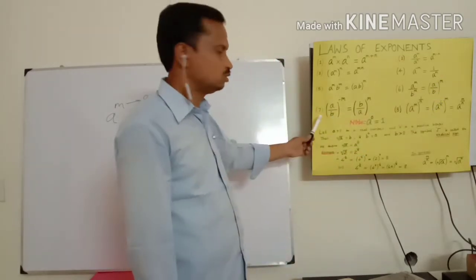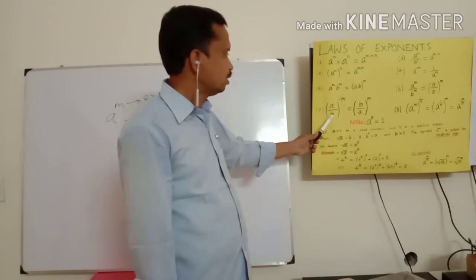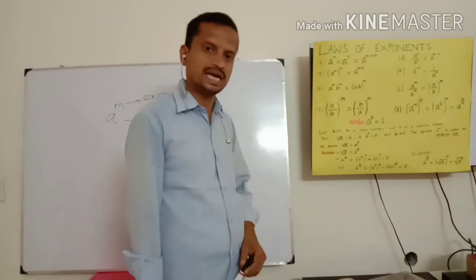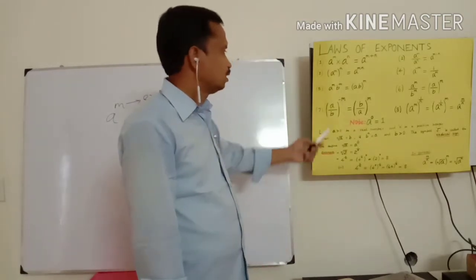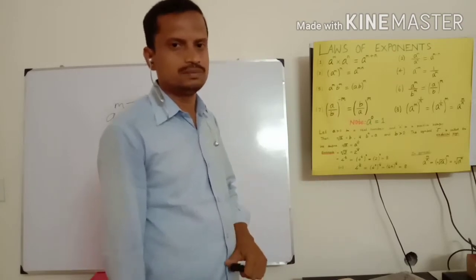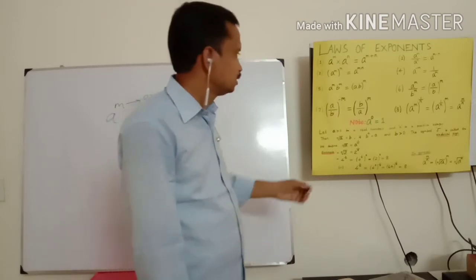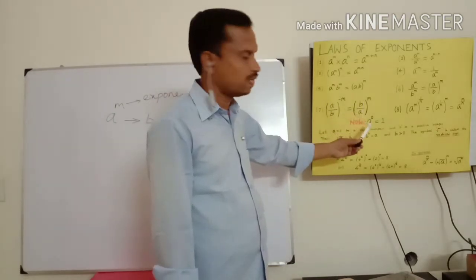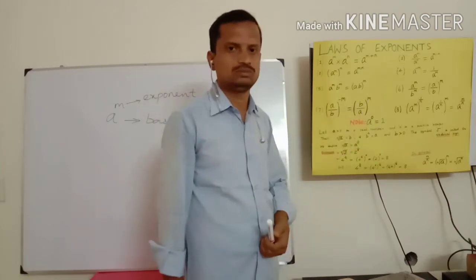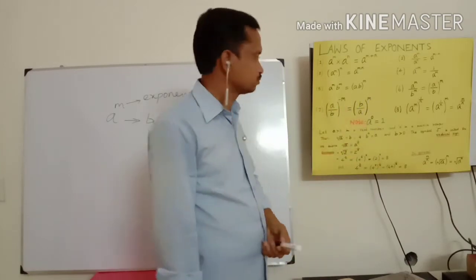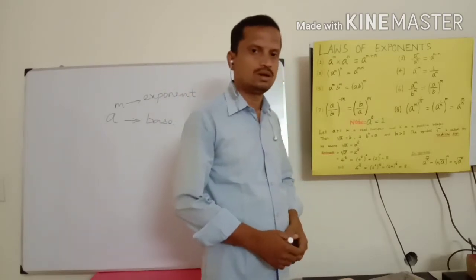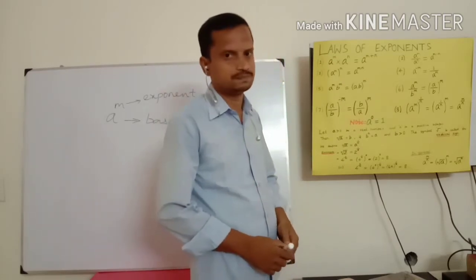And now coming to seventh one, a by b whole power minus m. So here also negative exponent. So just we interchange the numerator and denominator to get positive exponent. So a by b becomes b by a, and the power, that is the exponent, becomes positive. Minus m becomes m. And now coming to eighth one, a power m whole power 1 by n.